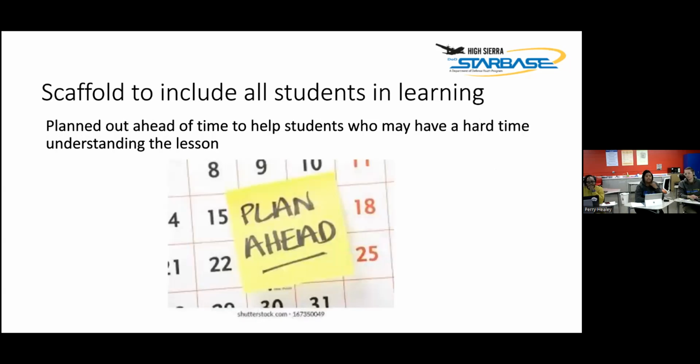So the first one is, it is important to plan ahead of time to help the students who may have a hard time understanding a lesson. So I understand that your class sizes may be very large, but when you assess your students and their abilities, you as an educator have the ability to plan ahead some of these scaffolds so that you can have students successful in your classrooms. So when you are planning your lessons, you can also plan some of these scaffolds so that you can help students be successful in their learning.